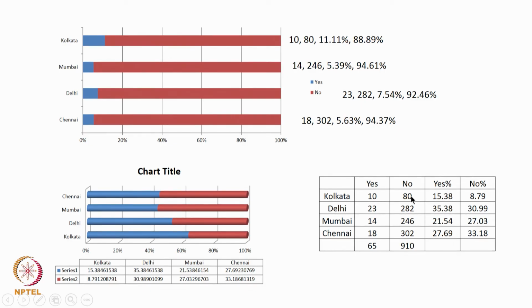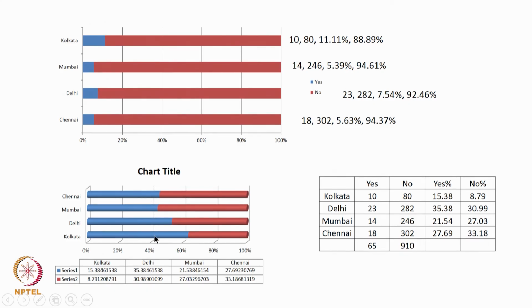Now, among those who did not join or could not join or were not selected, 80 are from Kolkata out of 910, which is 8.79%. So, these percentages add up to 100, these also add up to 100. But now, let us try to understand this picture.